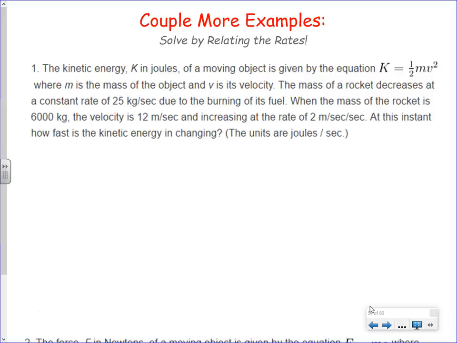Okay, come back. The kinetic energy, K in joules, of a moving object is given by the equation K equals 1/2 mv squared, where m is the mass and v is the velocity. The mass of a rocket decreases at a constant rate of 25 kilograms per second due to the burning of its fuel. So it's not the actual rocket that's deteriorating, it's its weight.